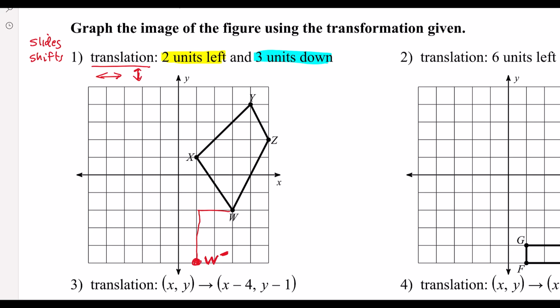So again, we're going to go 2 units to the left, 3 units down. 1, 2, 3. So this would be the X prime. 2 units to the left, 3 units down. This would be Z prime. 2 units to the left, 3 units down. This would be Y prime.